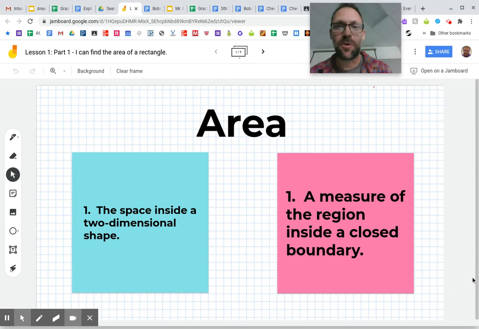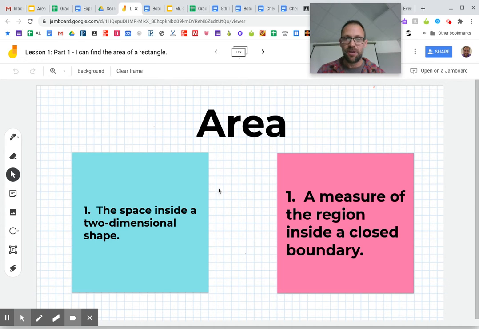Hey, good day, everyone. Today's math lesson is on area, the area of a rectangle. Today's learning target is I can find the area of a rectangle.